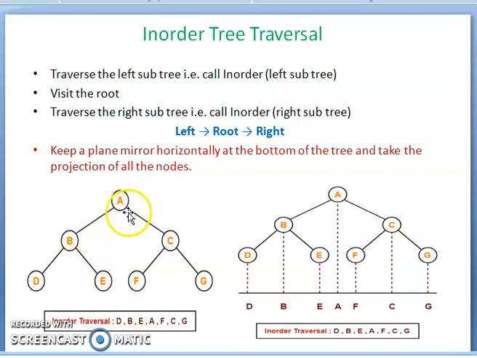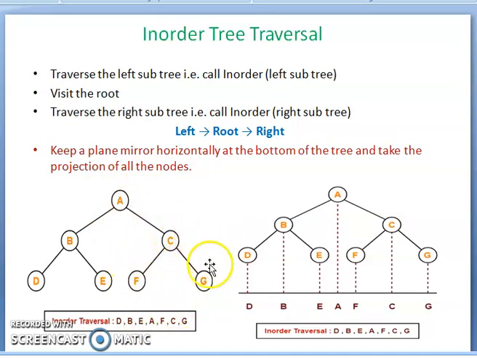So here, for A, the left subtree is over, then only you visit A. So the order is D, B, E, and then A. Once visited, then you move to the right. So implement the in-order for this.